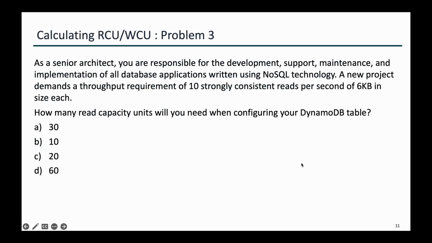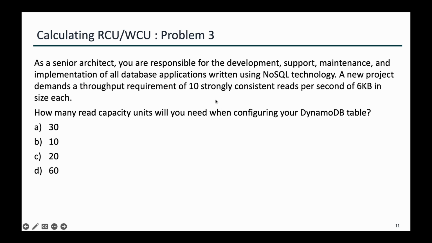Now the third problem, slightly complex. As a senior architect, you are responsible for maintenance of your database applications written using NoSQL, basically DynamoDB. A new project demands a throughput requirement of 10 strongly consistent reads per second. So basically the item size or data size is 6 KB and your application needs to read 10 such blocks in a second. That's what it means: 10 strongly consistent reads per second of 6 KB in size each. How many RCUs will you need?